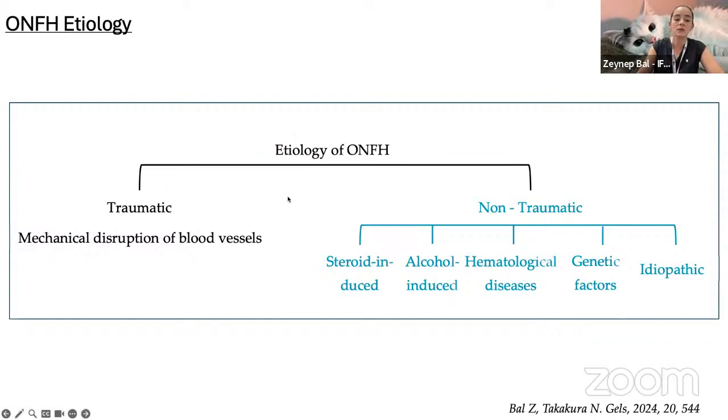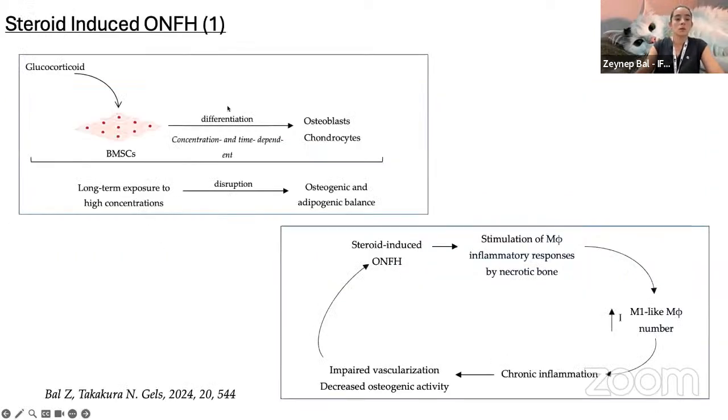When we check the etiology, it can be divided into traumatic and non-traumatic. But in clinics, the most commonly seen ones are steroid-induced, alcohol-induced, and traumatic osteonecrosis. I want to keep going with the steroid-induced. Steroid-induced and alcohol-induced osteonecrosis are studied really well, I think, compared to traumatic osteonecrosis. The molecular mechanisms are being elucidated, and some of them already are.